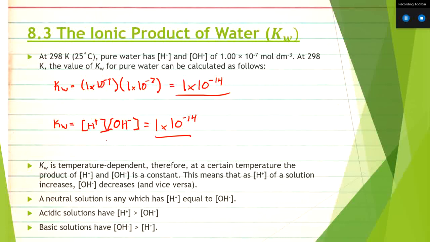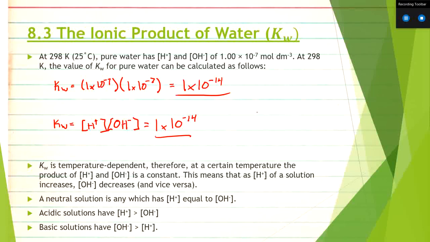A neutral solution is when they're equal. So although Kw changes its value at different temperatures, which means the product of H and OH will change, anytime these two are equal, regardless of number, that means we have a neutral solution. An acidic solution is when there's a greater amount of hydrogen ions, and a basic solution is when there's a greater amount of hydroxide ions.